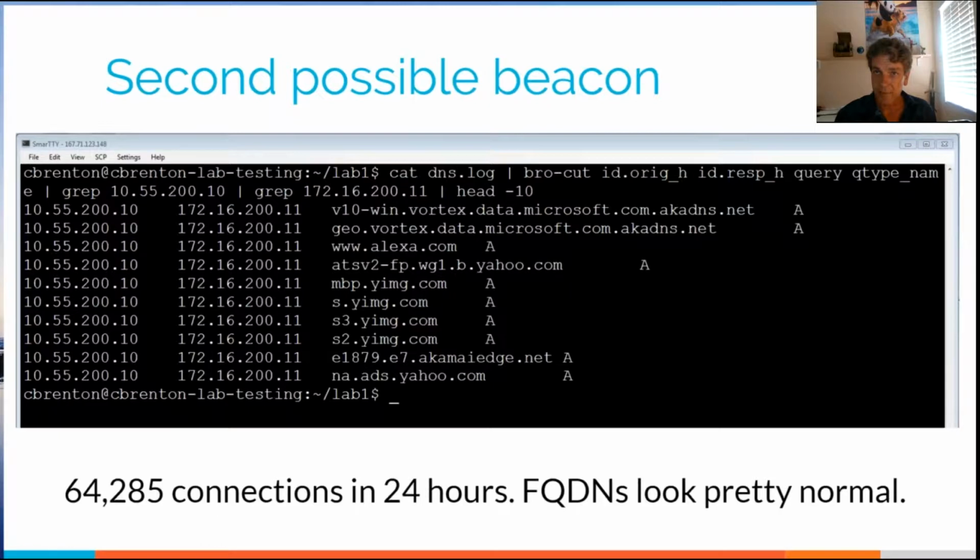Now, our second biggest one that had a little over 20,000 connections was 10.55.210 talking to 172.16.200.11. Now, notice both of these are private addresses.